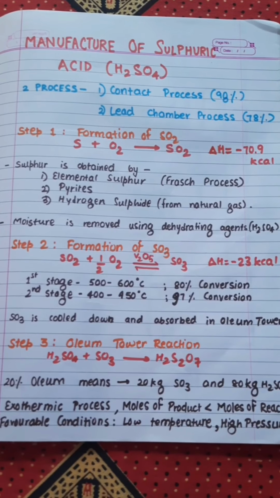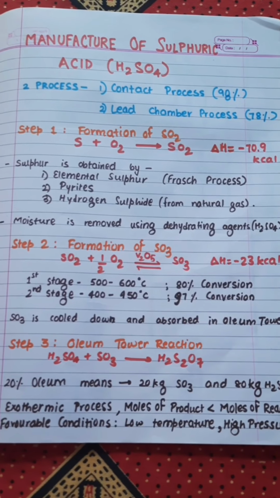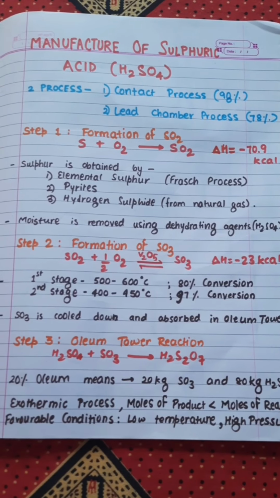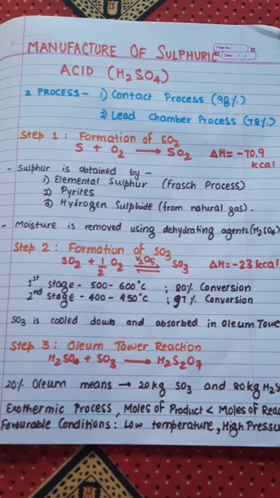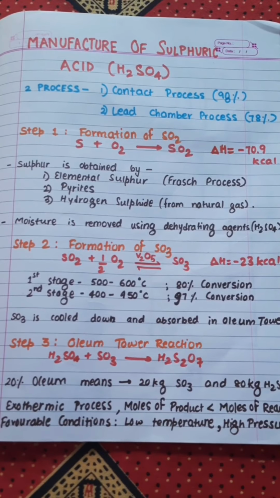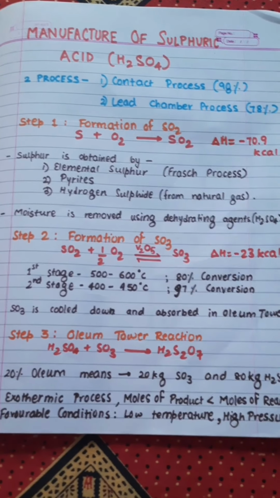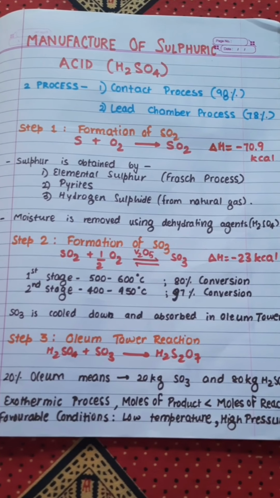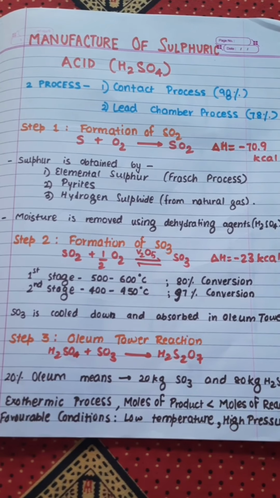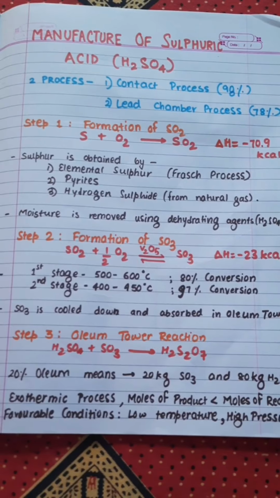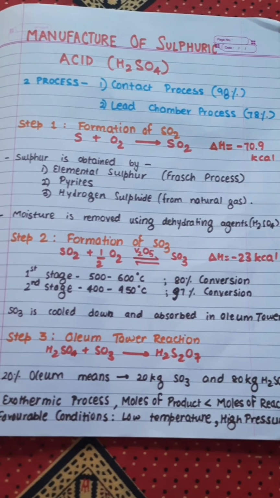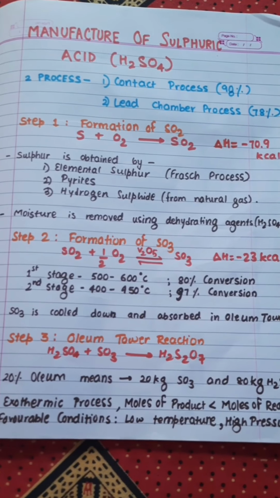Today I'm going to teach you the manufacturing of sulfuric acid. Sulfuric acid is manufactured by two major processes. The first is the contact process and the second is the lead chamber process. But the contact process is preferred over the lead chamber process because the contact process gives 98% pure H2SO4, while the lead chamber process can give a maximum of up to 78% pure H2SO4.